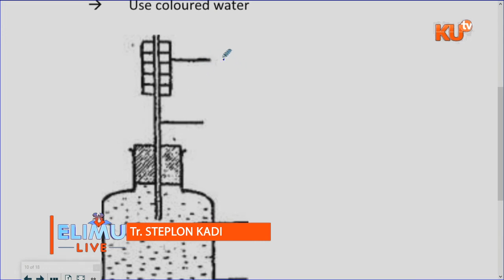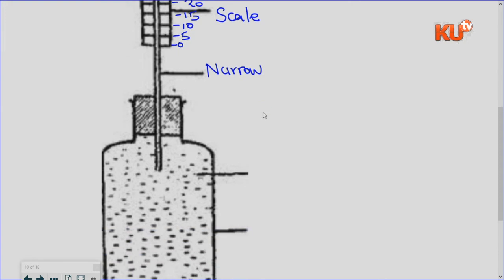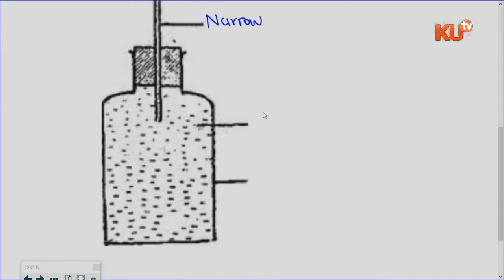So this is our scale, and our scale runs from down to up. You can have 0, 5, 10, 15, 20, in that order. This one is also a narrow tube for the same reason, to record the slightest changes. This one is colored water. Colored water is used for visibility.